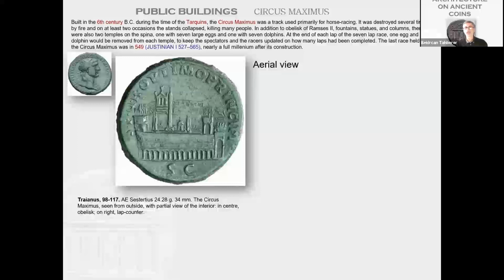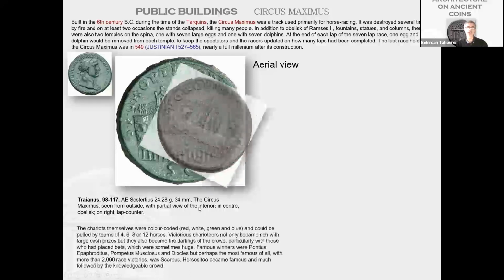And then they went ahead and gave us an aerial view of a building, not just the building itself, and what's happening in that building is also depicted, as we see on this coin that displays the Circus Maximus.